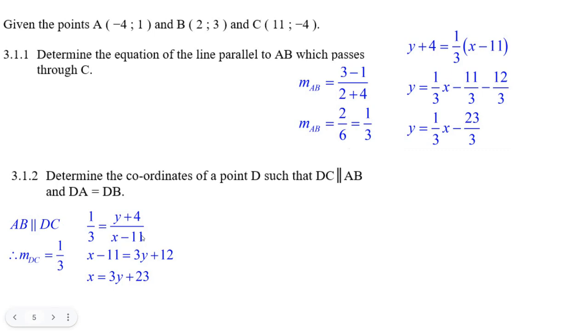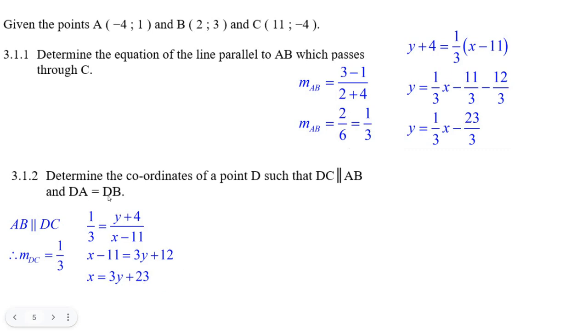x minus 11. Change in y, y2 minus y1 over x2 minus x1. We're just using C there. That's why it says DC. But D is the point x, y. Okay, so we multiply that 1 by x minus 11. We multiply 3 times y plus 4. And then we just add 11 to that. We get x equals 3y plus 23. Well, that's our first story.